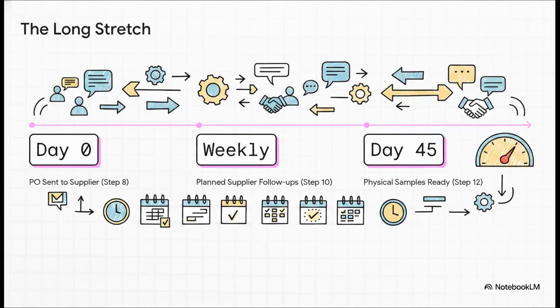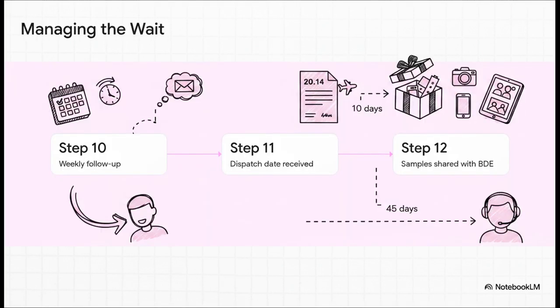But given that vast gap between day 0 and day 45, the purchase executive isn't just kicking back and resting. Not at all. They are executing Step 10, which requires planned weekly follow-ups with the supplier. They have to constantly manage that relationship and ensure the production stays precisely on track across that really long expanse of time. This specific sequence perfectly outlines that communication loop.